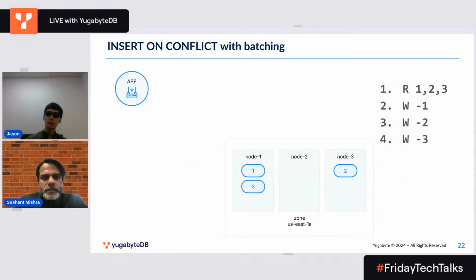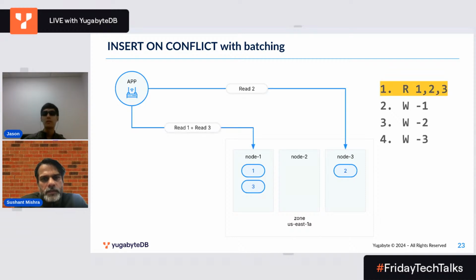Makes sense. So yeah, let's go over what that looks like. Assuming the batch size is 3 or greater, then we'll send a batched index read to look up 1, 2, and 3, and they happen to all exist already in the table.